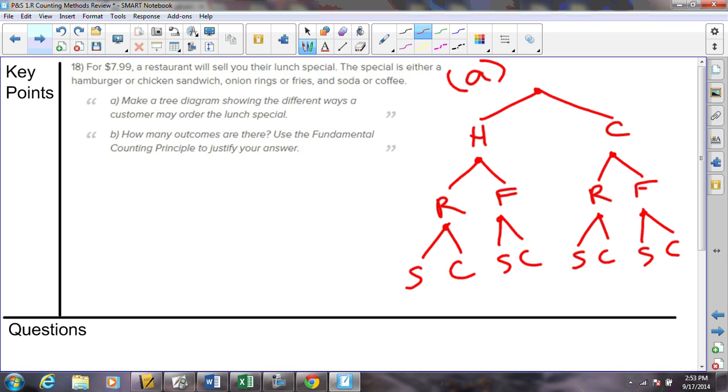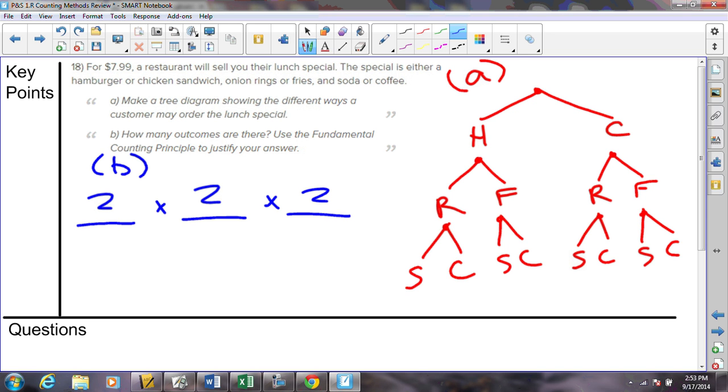Part B, how many different answers or how many different outcomes are there? Use the fundamental counting principle to justify your answer. Well, we have the choice of sandwich, fries, or the drink. 2 choices for the sandwich, 2 choices for the type of fry, 2 choices for the drink. There are 8. And we could even get that full list. 1, 2, 3, 4, 5, 6, 7, 8.